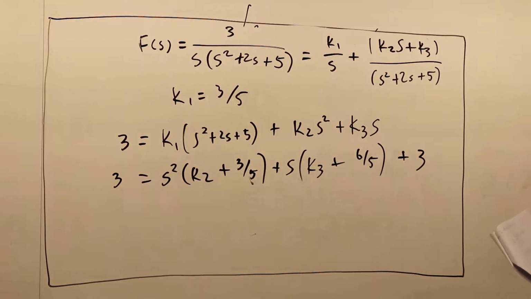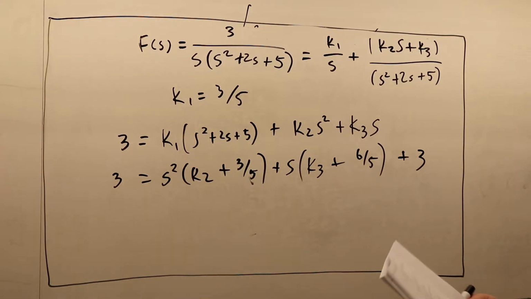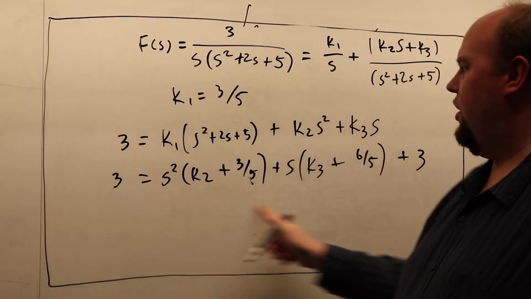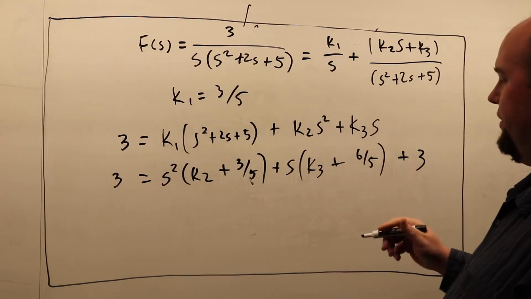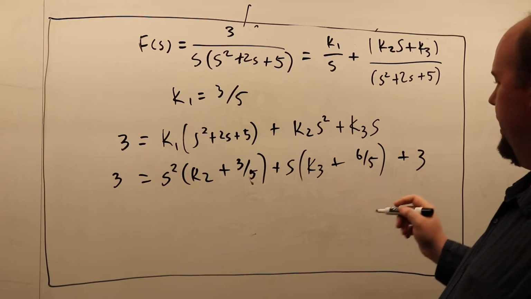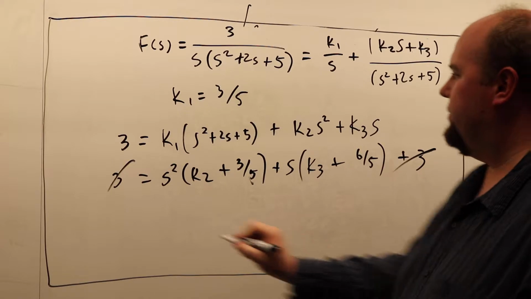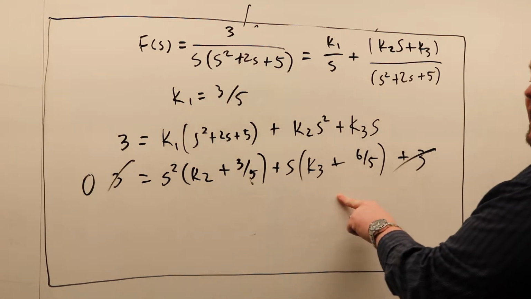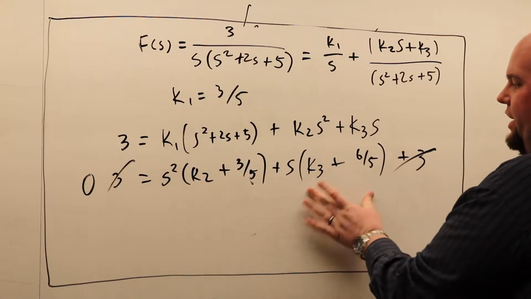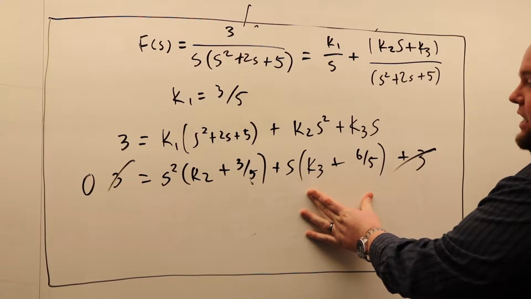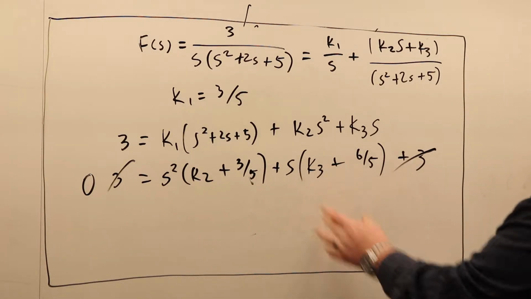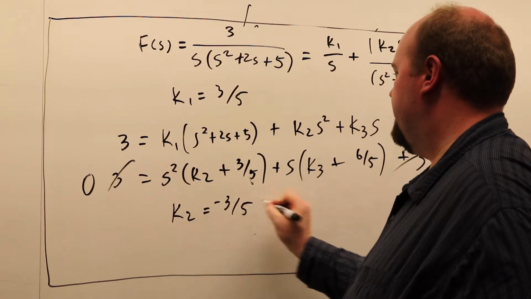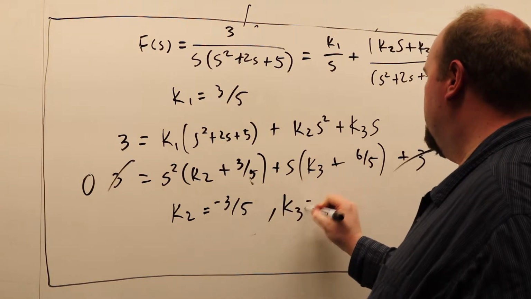And in this case, we now know that for this to be true, this expression has to be true for all values of s. So we got 3 on both sides, those cancel, we're left with 0. So in order for this expression to be 0 for all possible values of s, these coefficients here must be 0. The only way to make this true is if these are both 0. So what does it take for these to be both 0? K2 has to equal negative 3/5, and K3 has to equal negative 6/5.